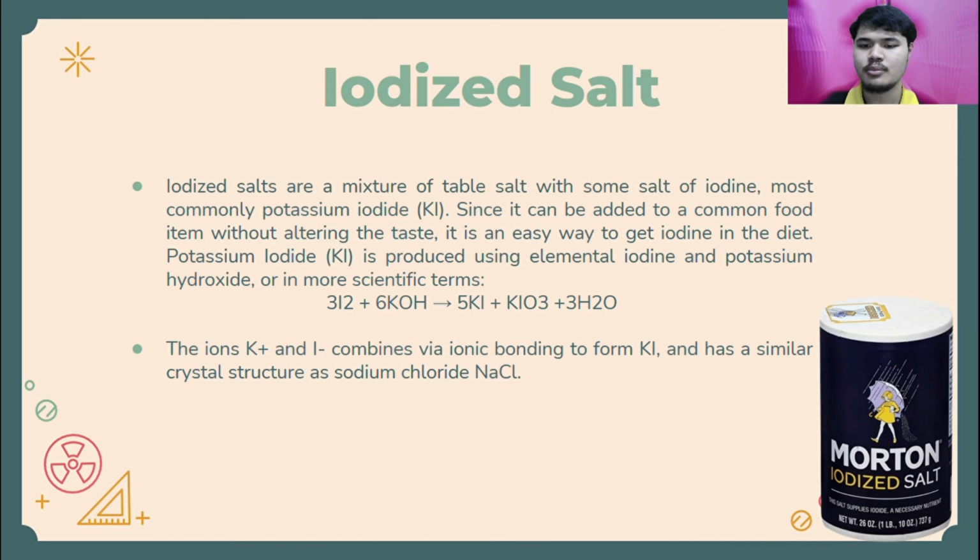Potassium iodide is produced using elemental iodine and potassium hydroxide, in the equation 3I2 plus 6KOH, we can get 5KI plus KIO3 plus 3H2O. The ions K+ and I- combine via ionic bonding to form KI, which has a similar crystal structure to sodium chloride, NaCl.